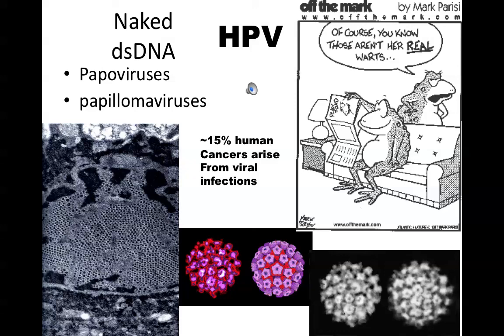Human papillomavirus, or HPV, is just one good example. It's a naked double-stranded DNA virus, part of the family that we call Papovaviridae, and is the cause of warts. All kinds of warts. We have warts that show up on fingers, warts that show up on the bottom of your feet that we call plantar warts. We even have genital warts, all due to infection with viruses from this group, the papillomaviruses. Another name for a wart is a papilloma.